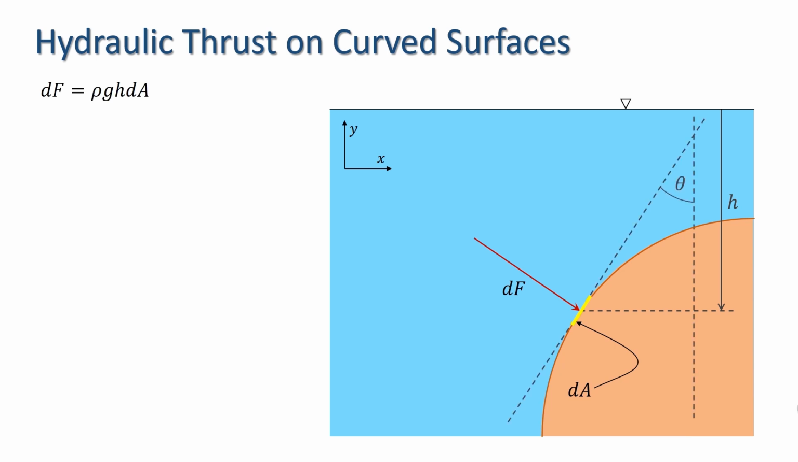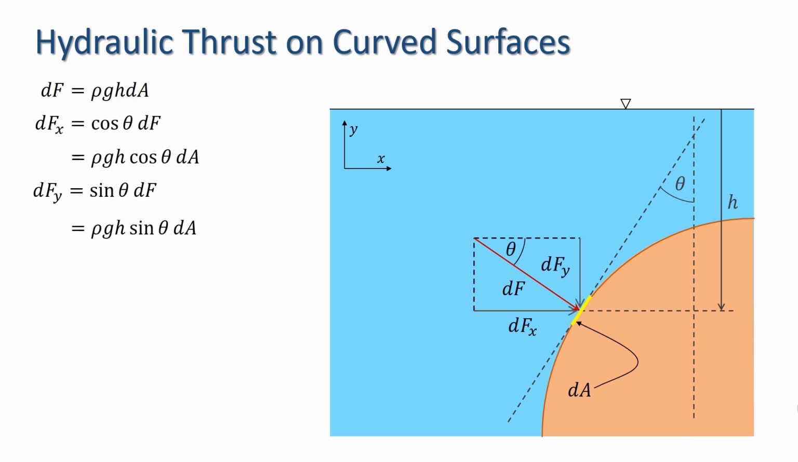If dA is at an angle theta to the vertical, then dF will be at an angle theta to the horizontal, as shown here. The components of dF in the horizontal and vertical directions will be cos theta times dF and sin theta times dF respectively. Now we can integrate each of these over the surface separately to find the components of the hydraulic thrust.